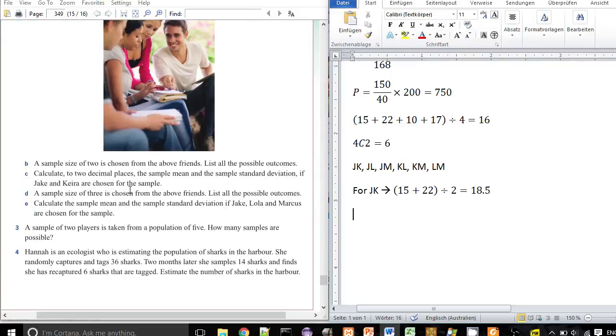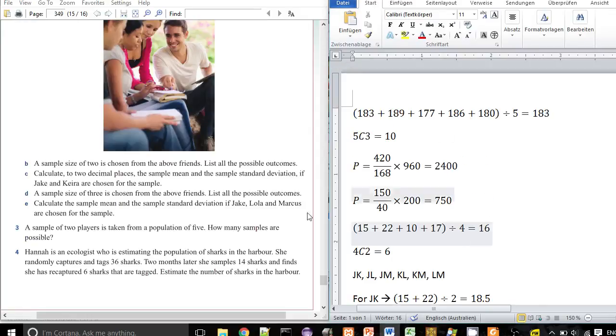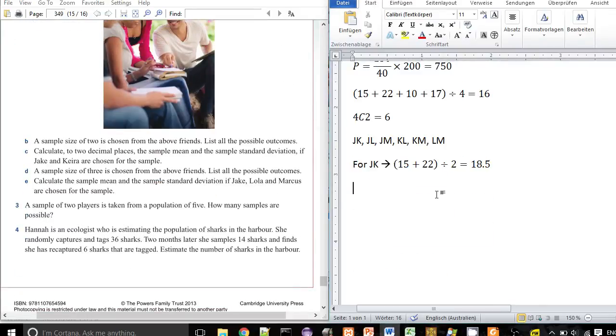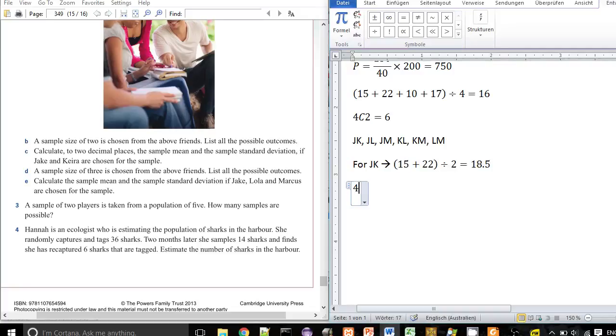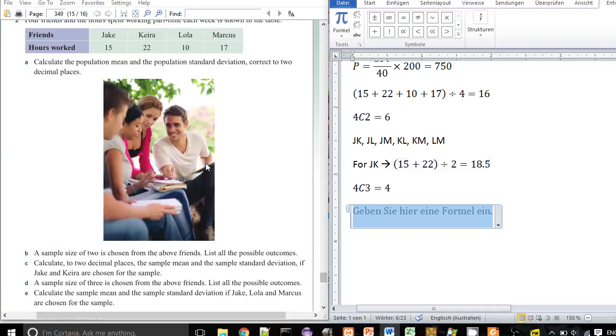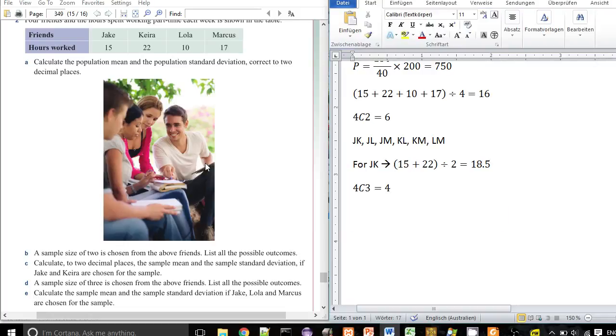Okay, sample size 3 is chosen. This actually seems easier. So for that, again, you can use your calculator. 4C3 will be just 4. Okay, it's really a matter of who you leave out. So you could have JKL, JKM, JLM, KLM. In each case, just one person gets left out.